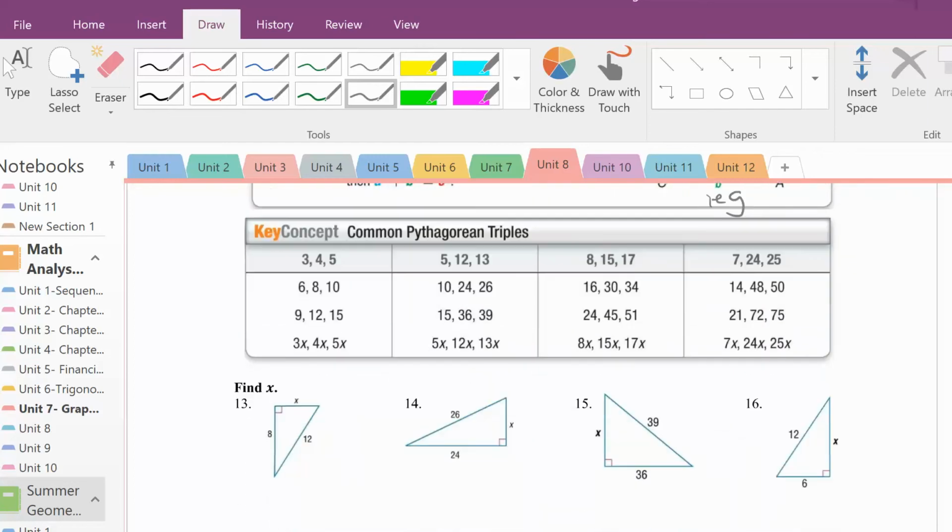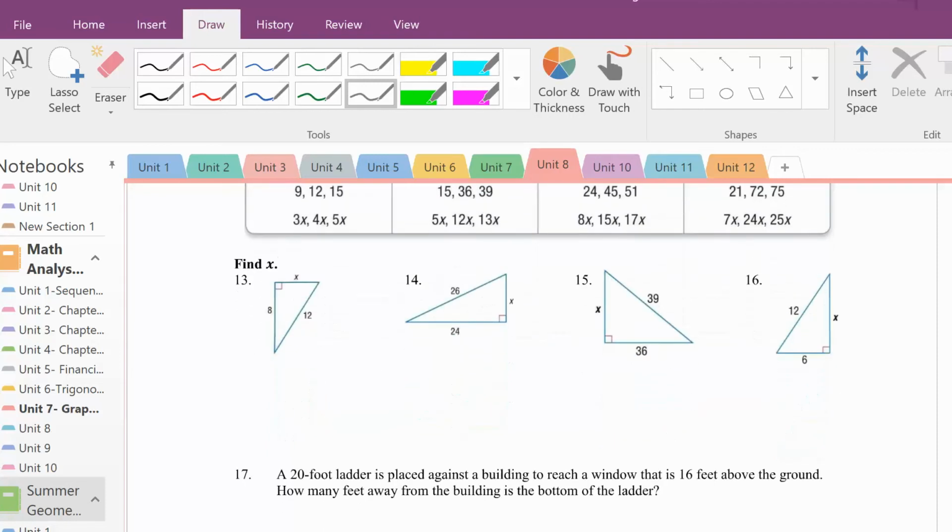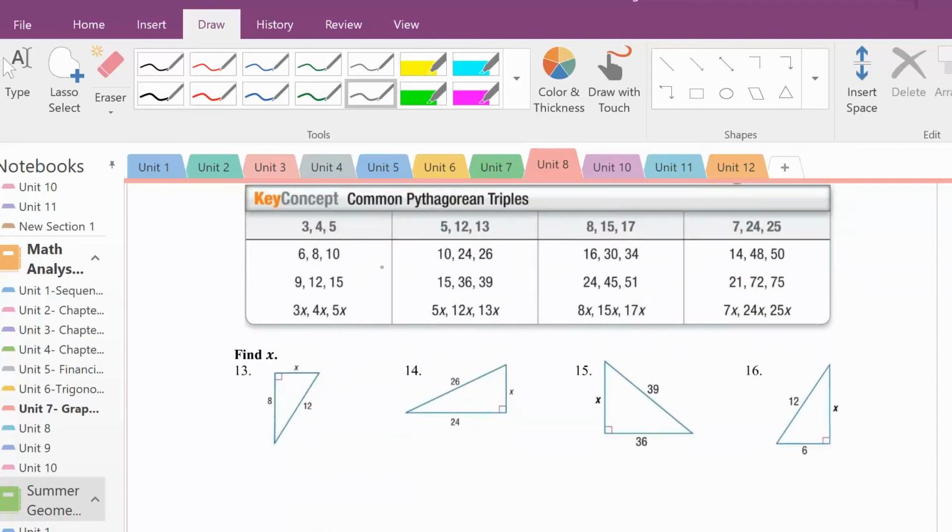There are a couple things called Pythagorean triples. That's when you do the Pythagorean theorem and all the numbers are whole numbers. Some common Pythagorean triples are 3, 4, 5; 5, 12, 13; 8, 15, 17; 7, 24, 25. That means 7 squared plus 24 squared equals 25 squared. And any multiples of those work. So that's why 6, 8, and 10 also work, because that's 3, 4, and 5 multiplied by 2.